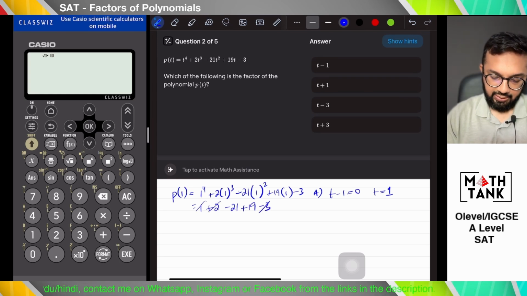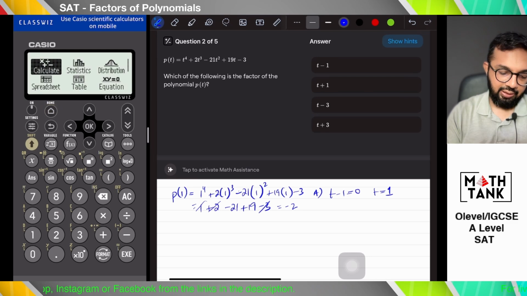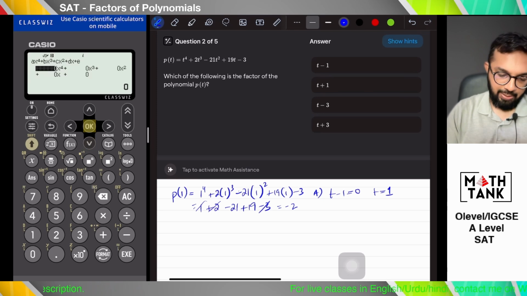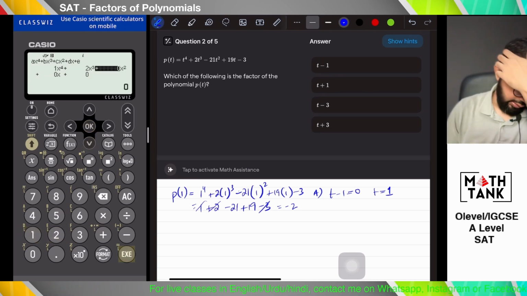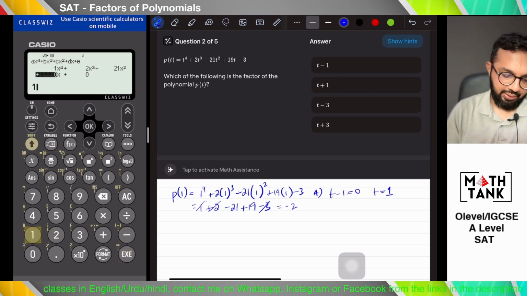Okay, so 3 and minus 3. No, it doesn't boil down to 0. Then if I have this calculator, I can even make my life easier and go down to polynomial, choose the power 4, and start plugging this in. This is going to give me the right numbers, so I can just pick out the right answer then.